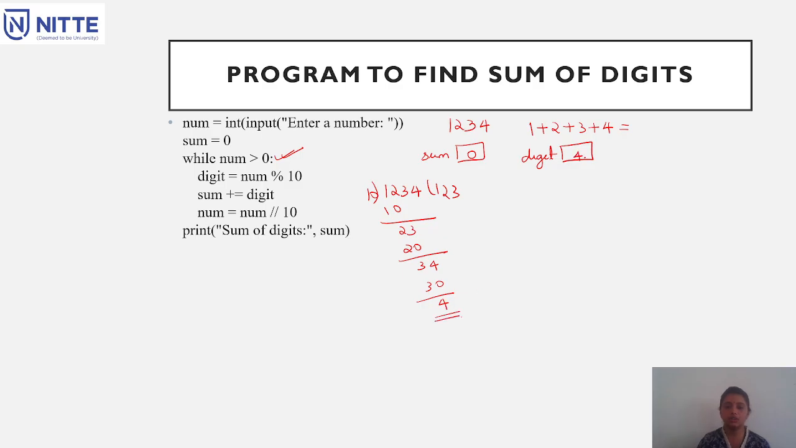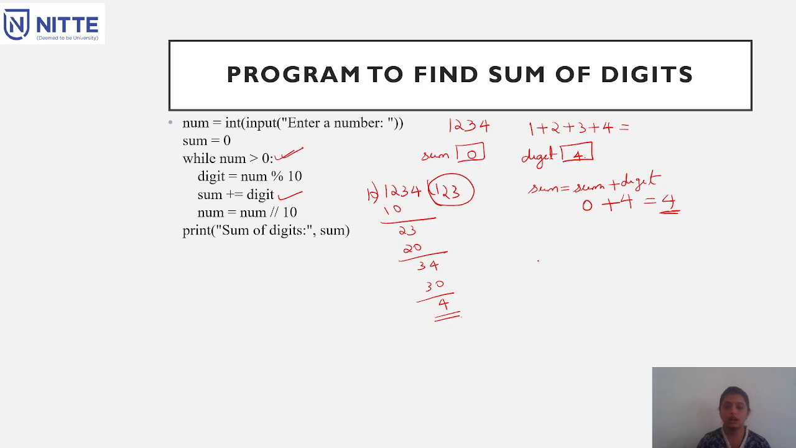So digit is 4. Okay, so now next you can see sum plus equal to digit. That means sum equal to sum plus digit. So what is my sum? Sum is 0. 0 plus digit is 4. So the answer is 4. Then num is equal to num floor division of 10. So what is your division? 1, 2, 3 is your quotient.